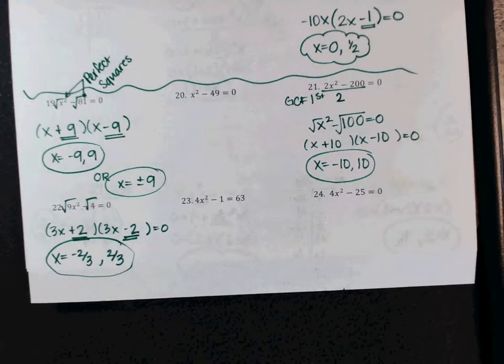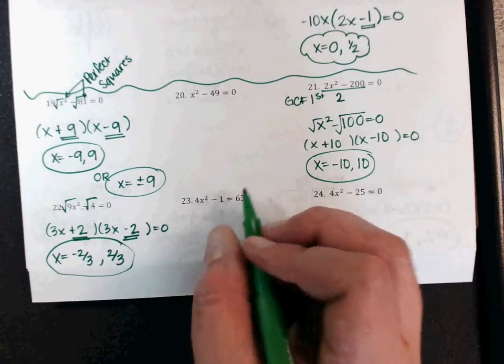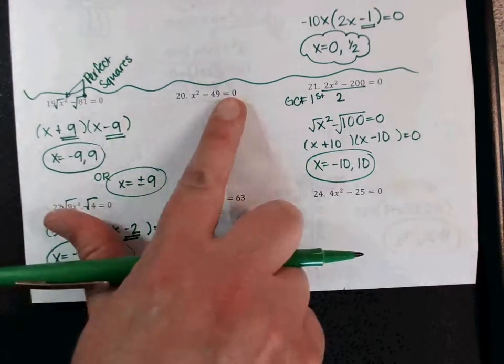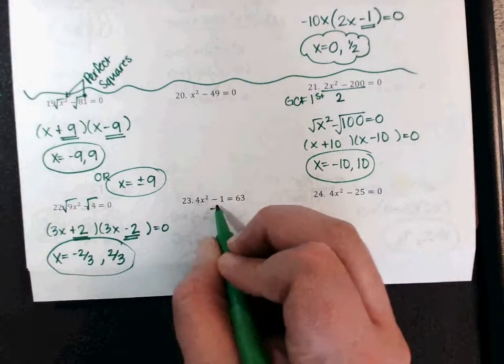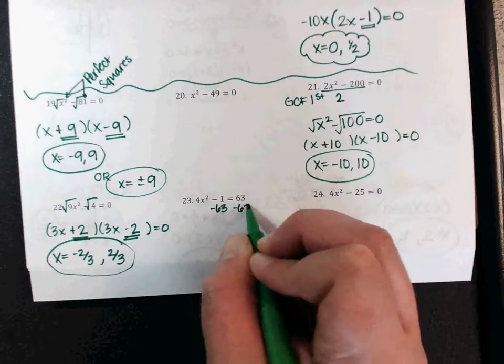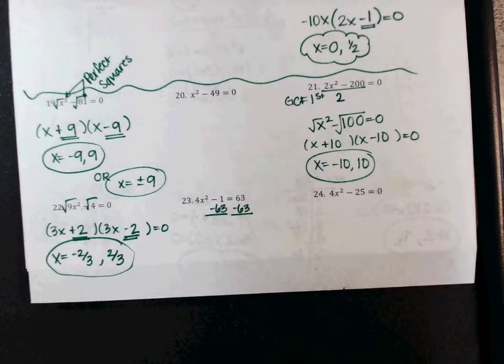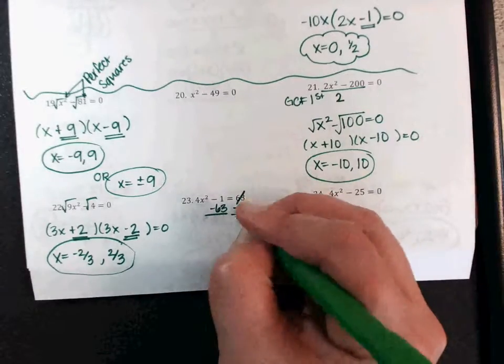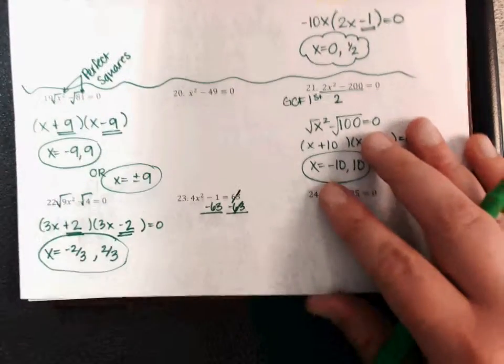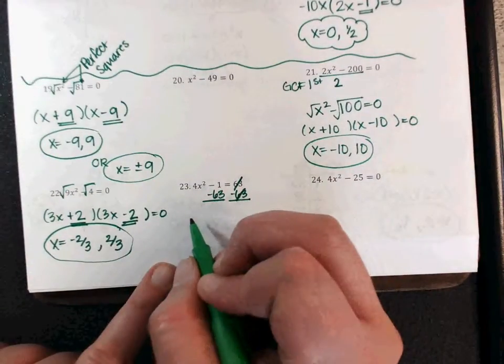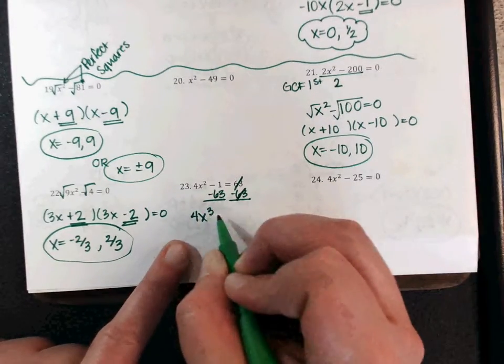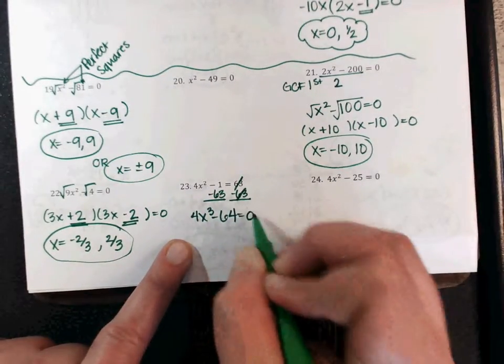Can I break it down into perfect squares right now? No, because why? 63. It should be what over here? A 0, 0, 0. That's what it has to be. So minus it across. 63 minus 63 crosses out. I have 4x squared. What is minus 1? Minus 63 more. Good.